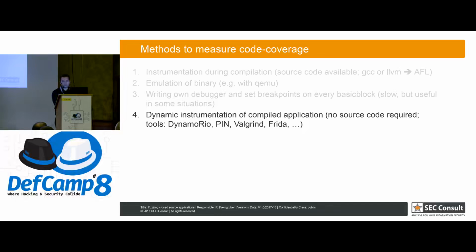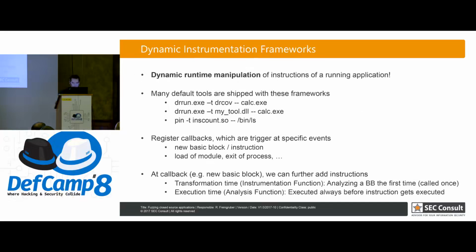But the field on which I want to focus more today is dynamic instrumentation frameworks. That means dynamic instrumentation frameworks can be used on closed source applications, and you can then add your own code in front of the instructions or basic blocks during runtime. For example, DynamoRIO or Pin can be used for that. You typically get with these frameworks tools like drrun with DynamoRIO or pin with Pin. And you just call this application here, and at the end you just pass the application which you want to execute, and with -t you say what tool you want to execute.